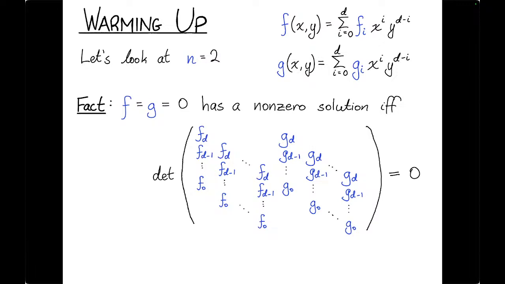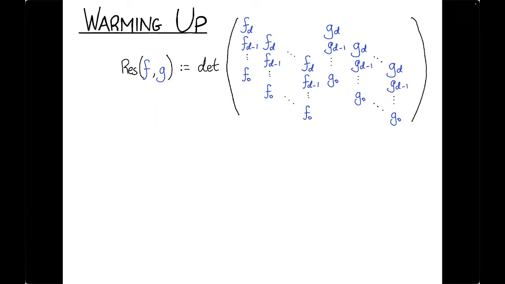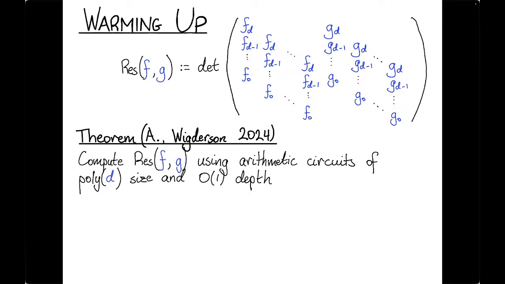This thing has a name. It's called the resultant of f and g. This is a well-studied quantity by mathematicians. So really deciding the Nullstellensatz in this case is about computing the resultant better. And we can compute this using any algorithm for the determinant, but can you do better? And it turns out you can. So a couple of years ago, Avi and I looked at this problem, and we showed that you can compute these resultants using arithmetic circuits of polynomial size and constant depth.